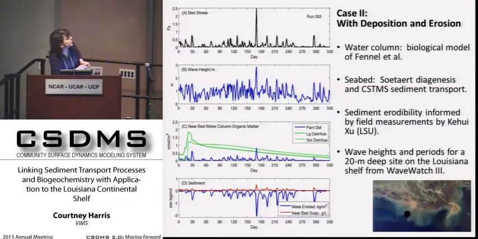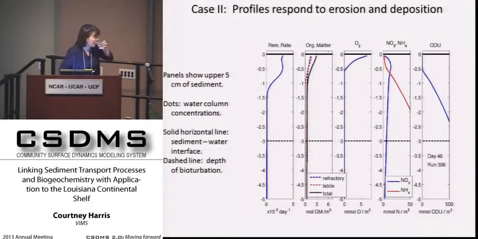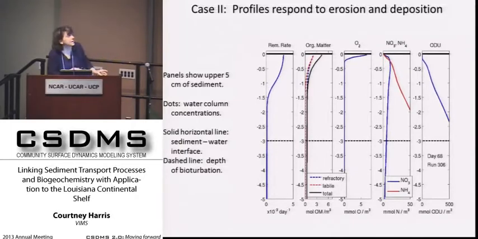And then here, this shows what's going on in the organic matter that's in the water column. So we see whenever we have resuspension events, we stick some particulate organic matter up in the water column. So this is how the system behaves in time for this particular model run.